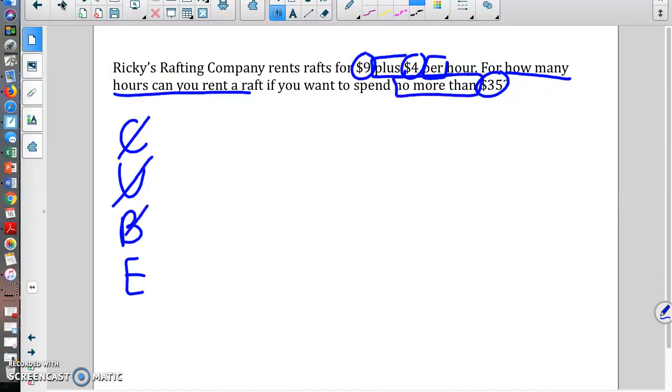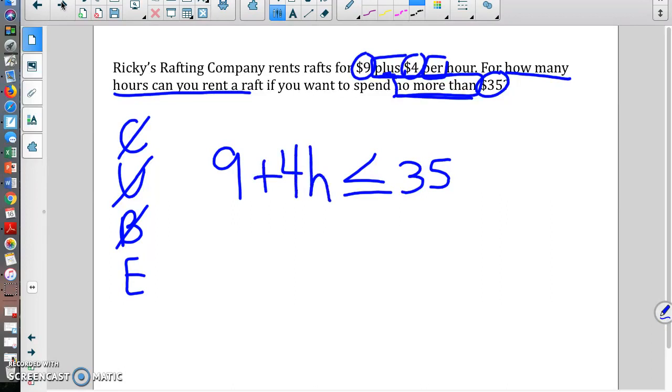All right, you know I like to start with what it all equals. No more than means not more than, so that has to be less than or equal to $35. You already know that it's $9 to get in there plus $4 per hour. Per hour means times the hour. So pause the video and work out your equation.